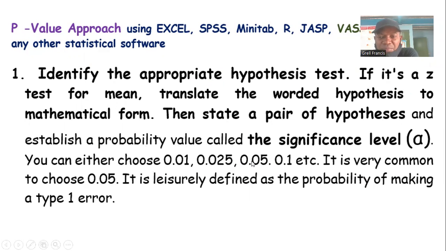Okay, so step one, you have to state a pair of hypotheses, and for the z-test and the t-test, you have to translate it to symbolic form. The pair of hypotheses: one is called H0 and the other is called HA, or H1, the null and the alternative. So that is step one, a pair of hypotheses, the null and the alternative, H0 and HA, or you can call it H0 and H1.